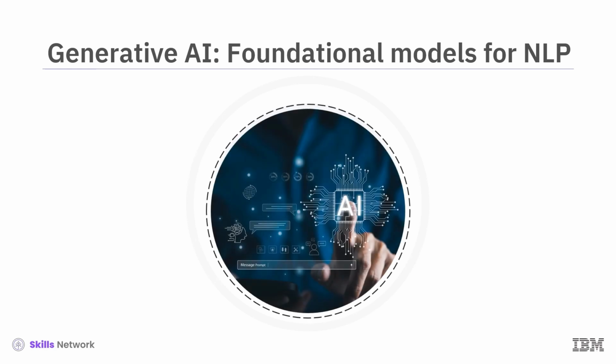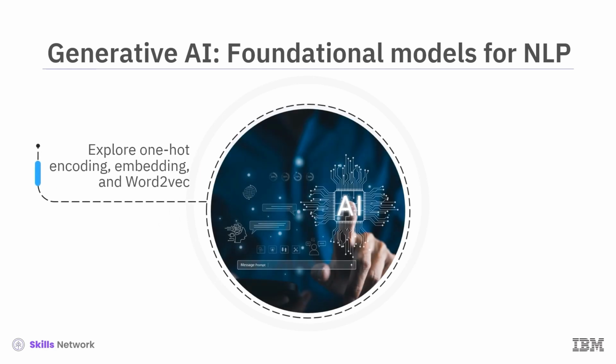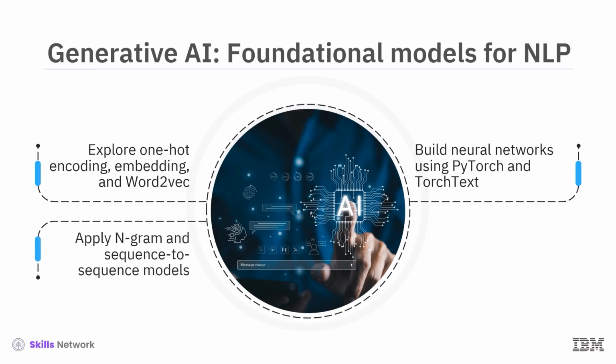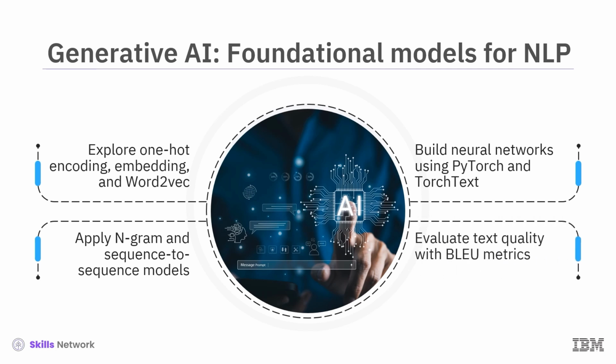Delve into foundational NLP models, exploring one-hot encoding, embeddings, and word2vec for text representation. Build and optimize neural networks for tasks like document categorization and text generation using PyTorch and TorchText. Apply n-gram and sequence-to-sequence models for applications such as language translation and evaluate generated text quality with BLEU metrics.